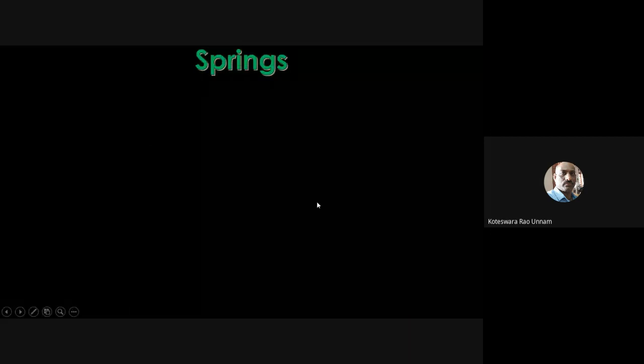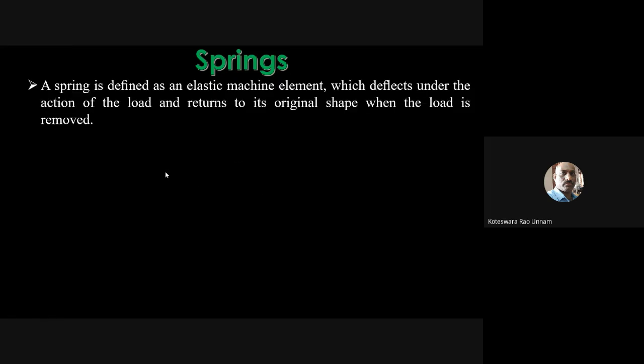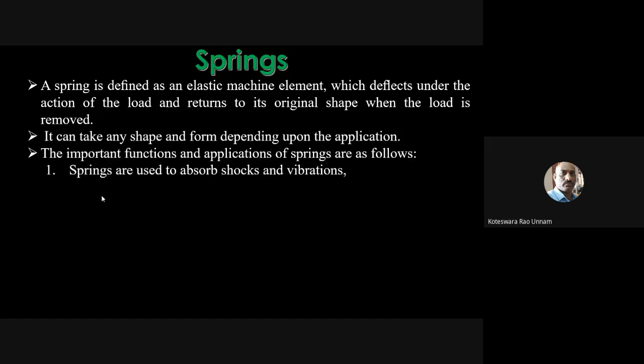So yesterday's class we started discussion about the springs. In that, first we saw the definition of a spring. A spring is nothing but an elastic machine element which takes force and, under the action of force, it will deflect. When the force is removed, it will regain its original shape.